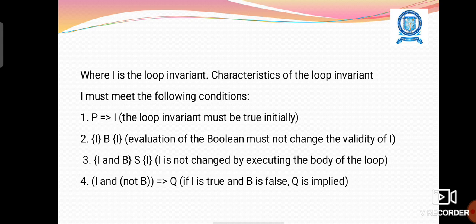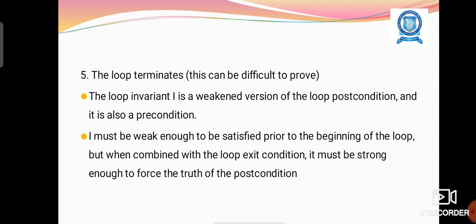And in the previous example, there are some characteristics. Characteristics of loop invariant having the following conditions: P = I. An evaluation of the Boolean must not change the validity of I. The loop invariant must be true initially. I is not changed by executing the body of the loop. If I is true and B is false, Q is implied. So these are the conditions.